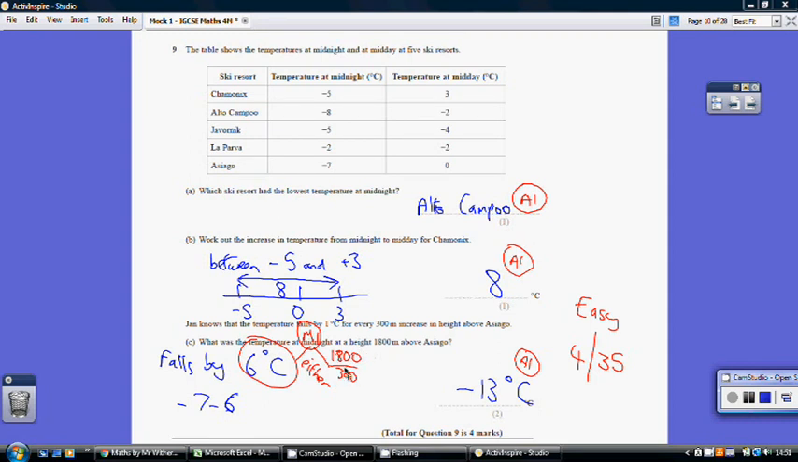So 1800 divided by 300 means it's going to be a 6 degree fall in temperature, because 1 degree centigrade is for every 300 meters. 1800 meters is 6 lots of this, so it's going to be a 6 degree fall. So we're starting off with minus 7 being the temperature in Asiago. Take 6 away from this, takes us to minus 13 degrees centigrade.